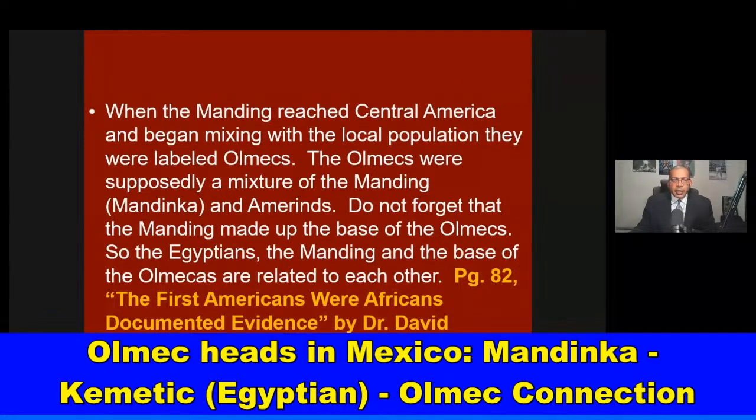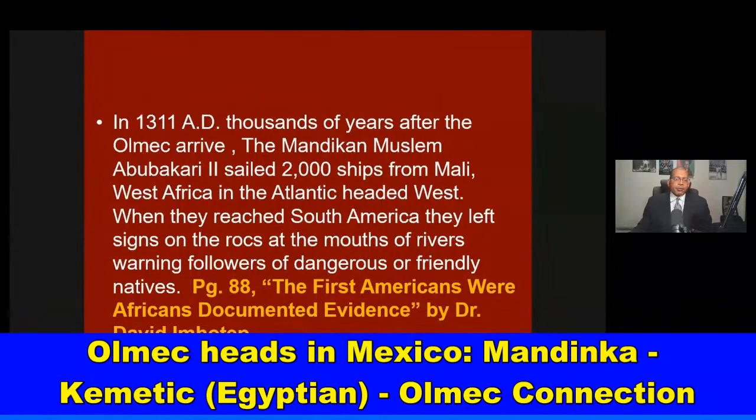Okay, this comes from page 82 of The First Americans Were Africans, Documented Evidence by Dr. David Imhotep. His book is a fantastic book, and his first book is out of print. The second book came out in 2021, and that's available at Amazon. The First Americans Were Africans, Revised and Expanded.